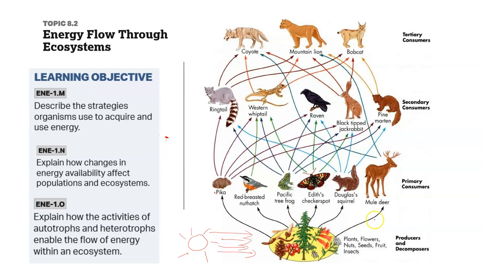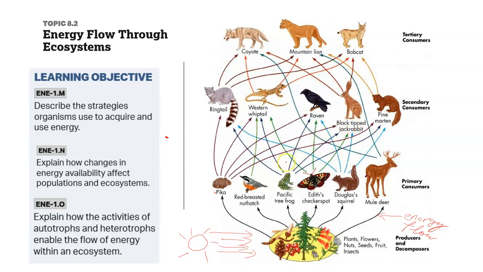These arrows indicate energy flow. Let me write it up to the side here. These arrows indicate energy flow, right? So this specific tree frog is getting energy from organisms at this level. Now, if you move up, energy is still flowing up because this raven eats the Pacific tree frog, right?